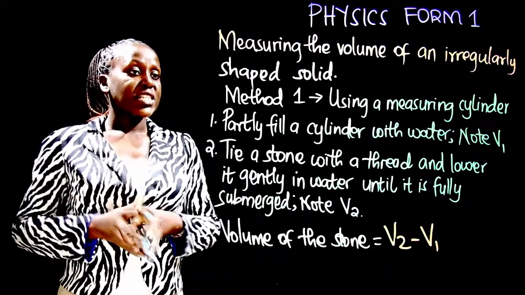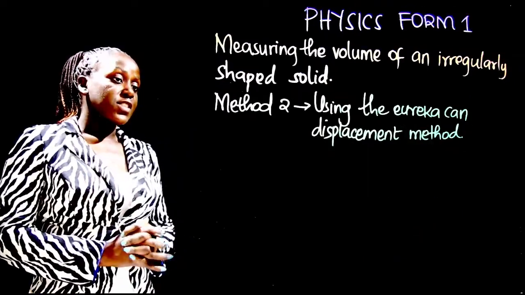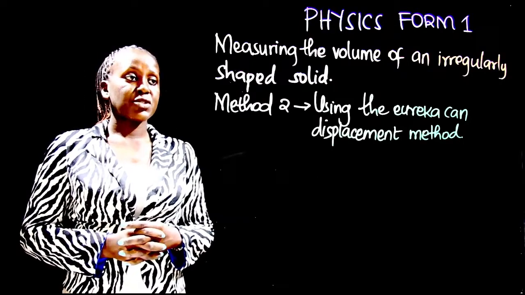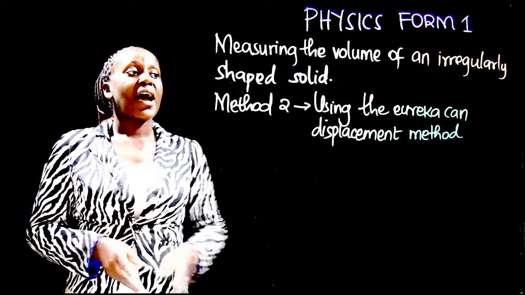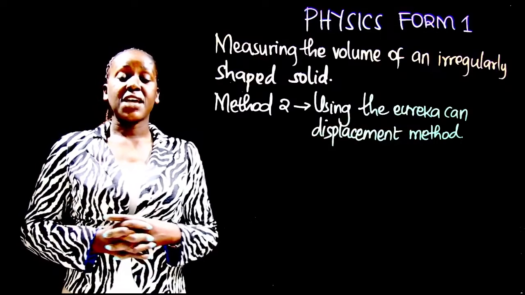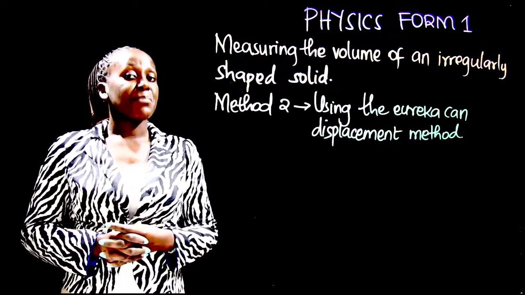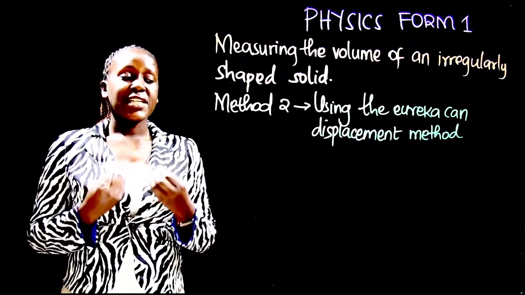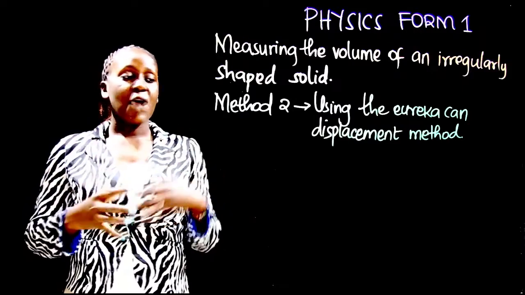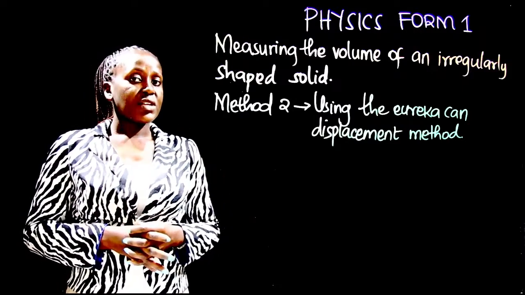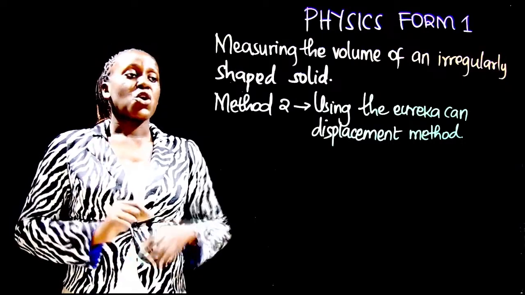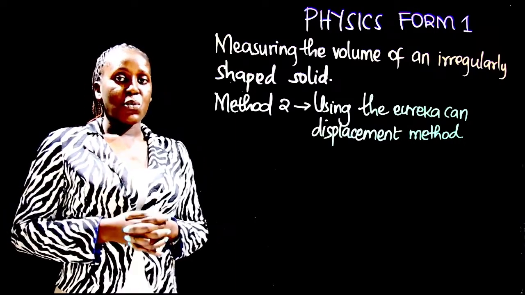Now let us discuss method 2. The second method that you can use to determine the volume of an irregularly shaped solid is by using a Eureka can. We can call that method the displacement method. For us to get an idea of what a Eureka can is and how this process goes on, we are going to start by watching a short video. Pay attention because we'll have a discussion after watching the video.